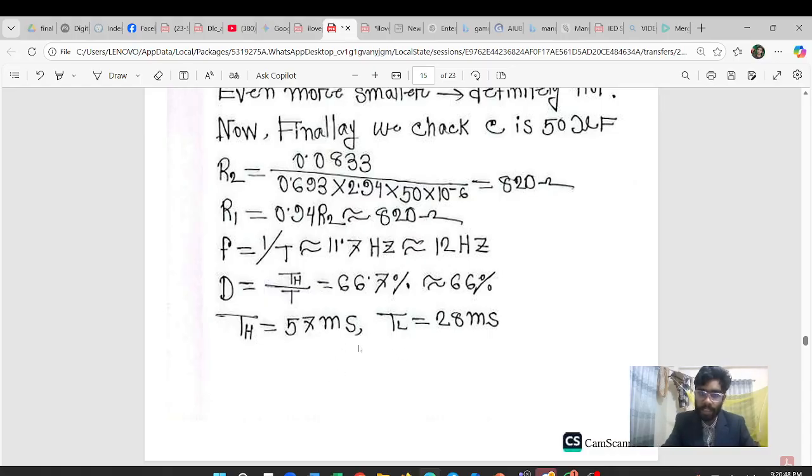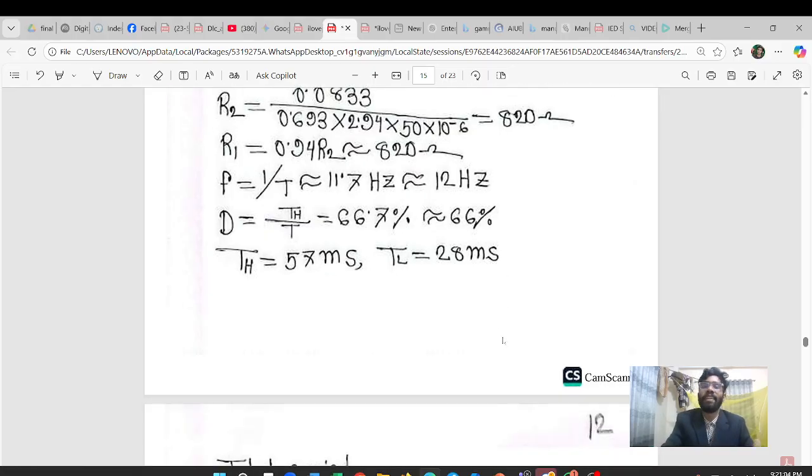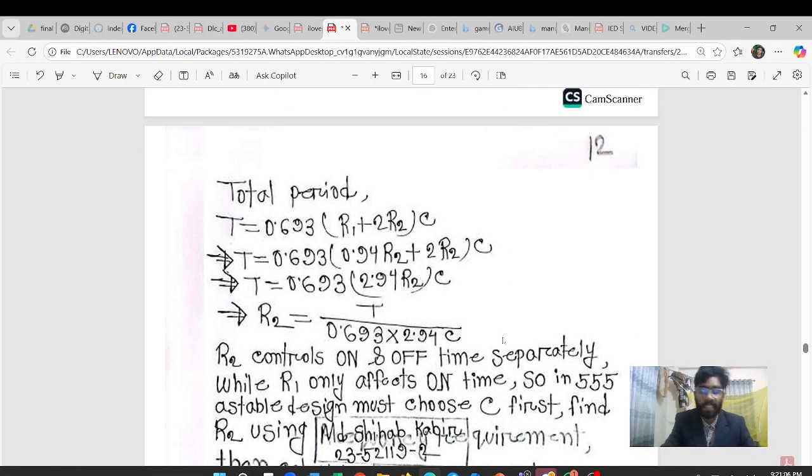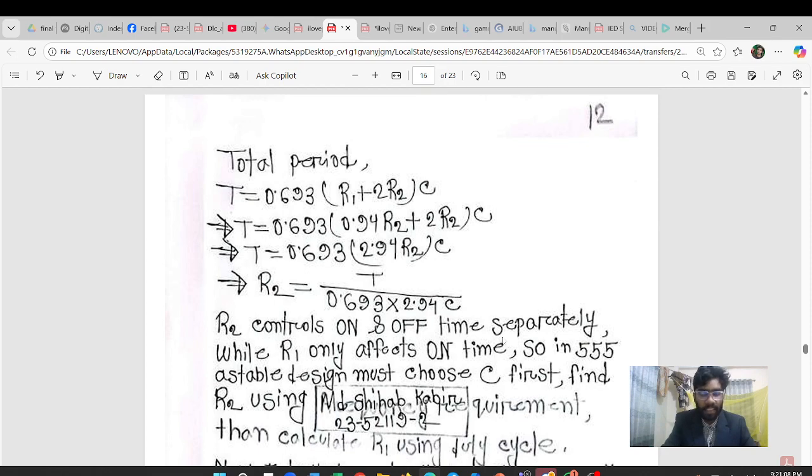If the circuit is connected for 100 seconds, then 57 seconds is on and 28 seconds is off. It is indicating nothing else.